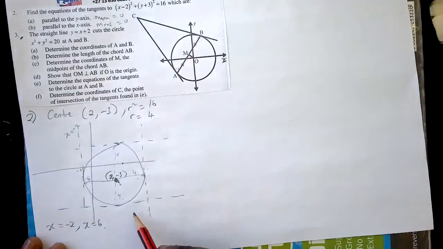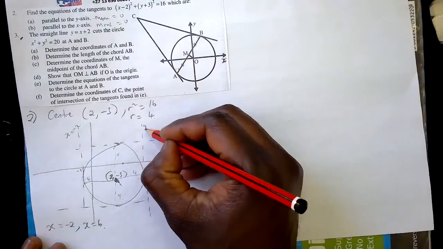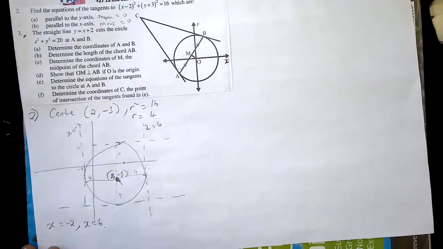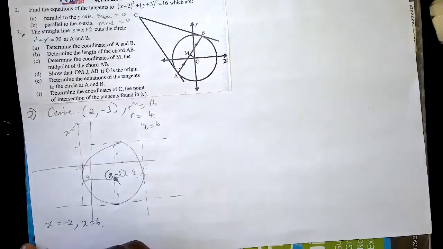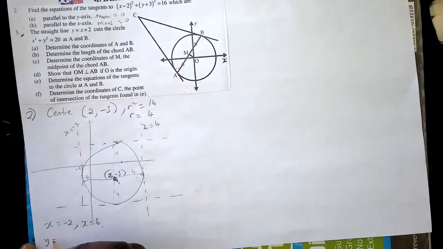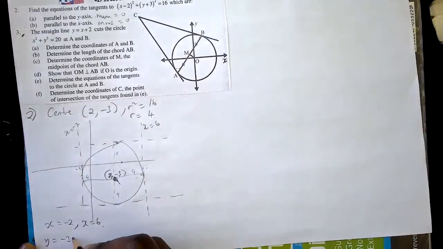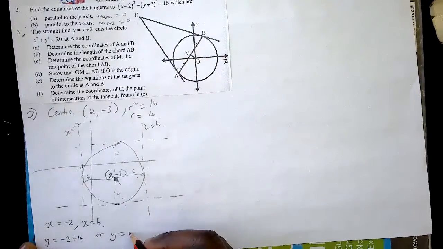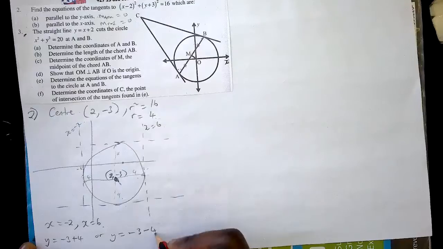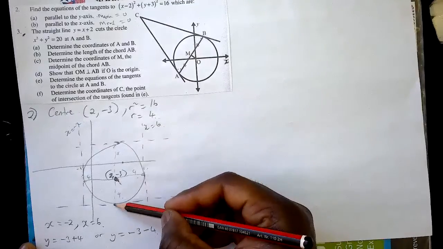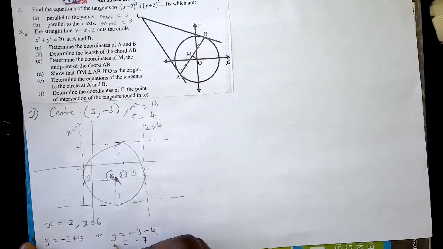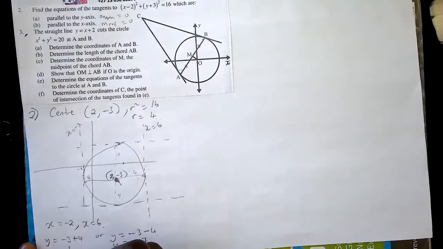Okay, when we have that, what are we going to get here? Here we're saying x equals 6. Then again, we're saying y is going to be equal to negative 3 plus 4, or y is going to be equal to negative 3 minus 4. So when you are going down, you're going minus 4, what are we going to get there? This is going to give us minus 7. This is going to give us y equals minus 7, y equals 1.